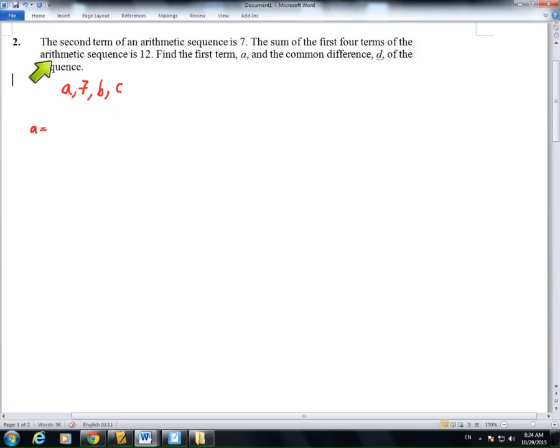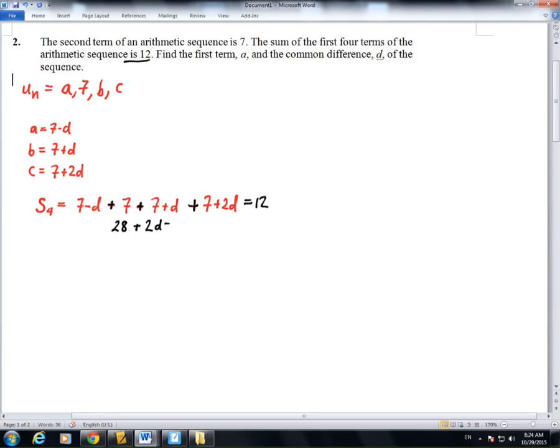The big key here is arithmetic sequence. So basically from 7 I could subtract the common difference and get to A, and I could add the common difference and get to B and C. So in other words, you can express A, B, and C in terms of multiples of the common difference away from the second term, which means if we take the second piece of information that the sum of these is equal to 12, the rest is just a simple algebra problem.